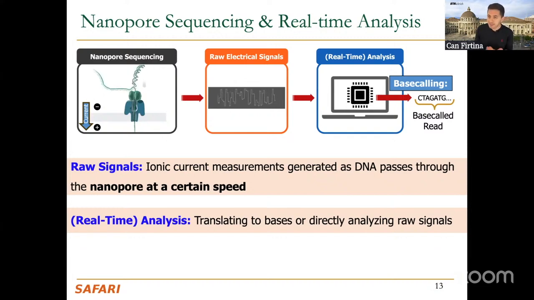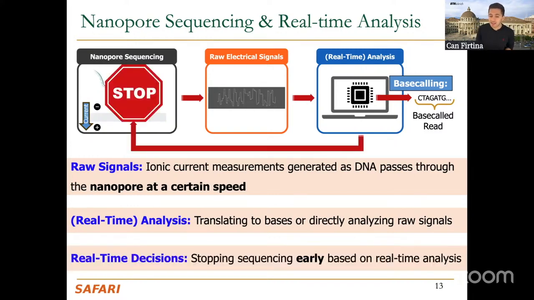This is basically called adaptive sampling, and it is useful for many reasons. For example, it can reduce the sequencing time and cost, or it can enable you to utilize your resources in a much better way. So you don't waste your resources and you use them for useful purposes. Also, the real-time analysis can reduce the overall latency because we can overlap the sequencing time with the analysis. So these are basically the steps in Nanopore sequencing.